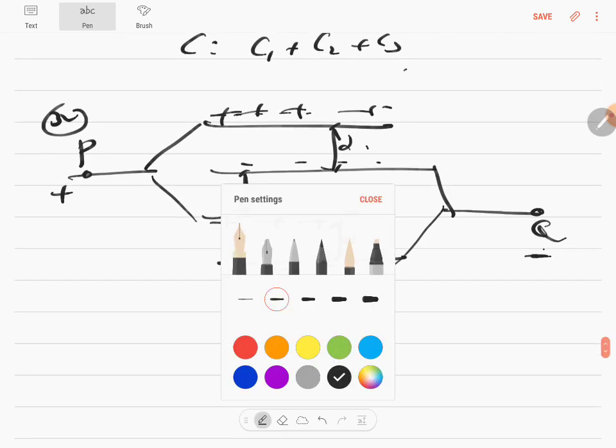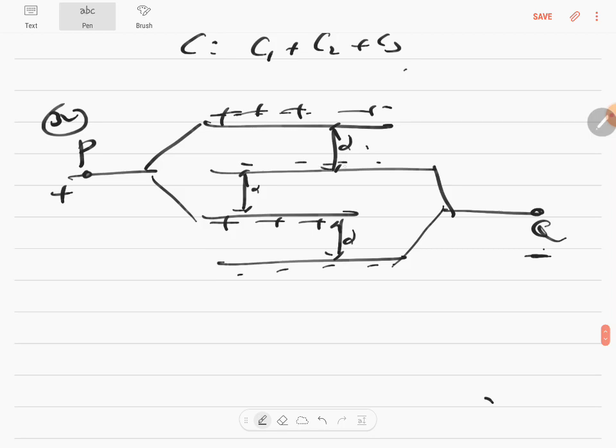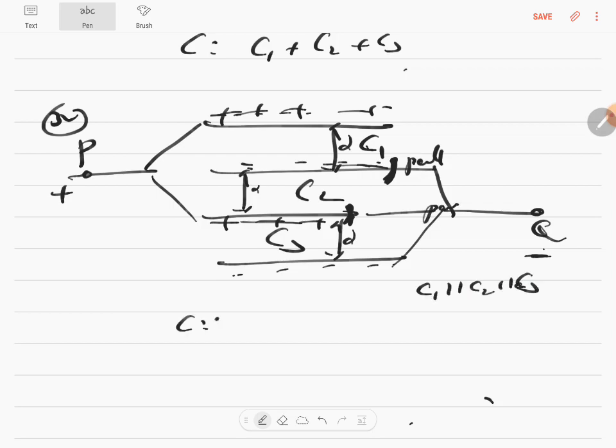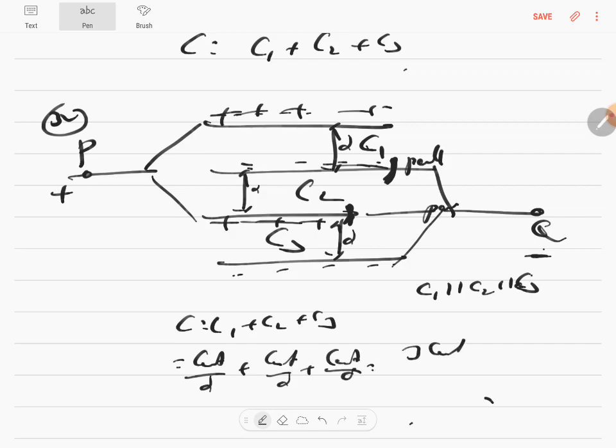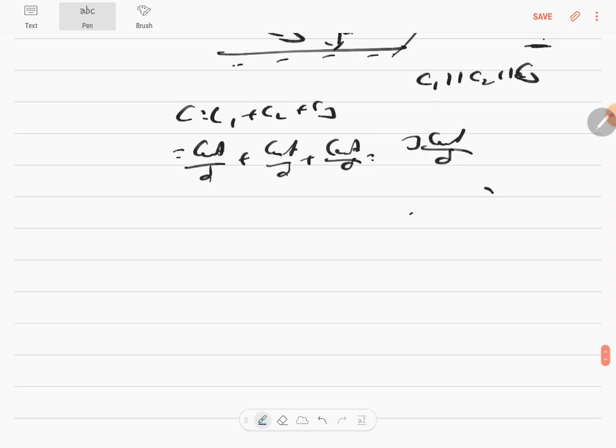Can you see, positive plate and negative plate, you have capacitance 1; a negative and a positive, capacitance 2; and a positive and a negative, capacitance 3. There are 3 capacitors. The negative plates are connected, and the positive plates are connected, so these are parallel. Therefore C1 is parallel to C2 is parallel to C3, and C is equal to C1 plus C2 plus C3, which is epsilon naught A by D plus epsilon naught A by D plus epsilon naught A by D, which is 3 times epsilon naught A by D. So that's this question. Let's go to the next question.